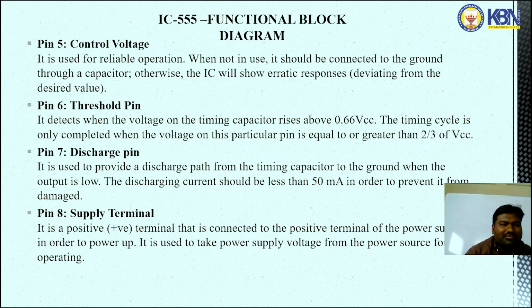Pin number 7 is the discharge pin. It provides the discharge path of the timing capacitor to ground when the output is low. The discharging current should be less than 50 milliamps in order to prevent damage. The last pin of the IC 555 is the power supply terminal, that is plus VCC. It is the positive terminal connected to the positive terminal of the power source in order to power up the IC 555.